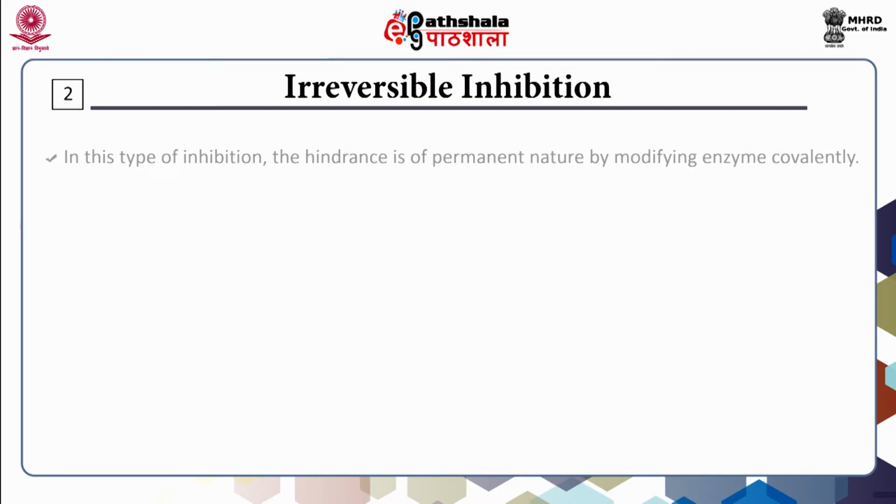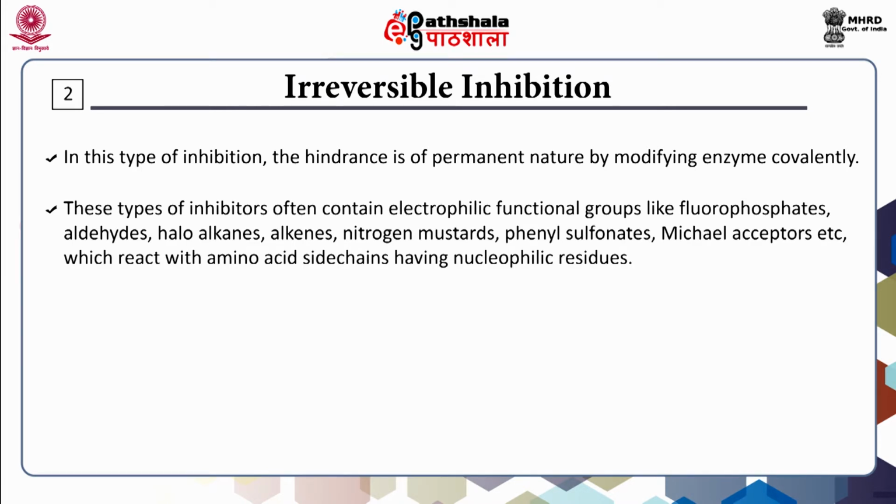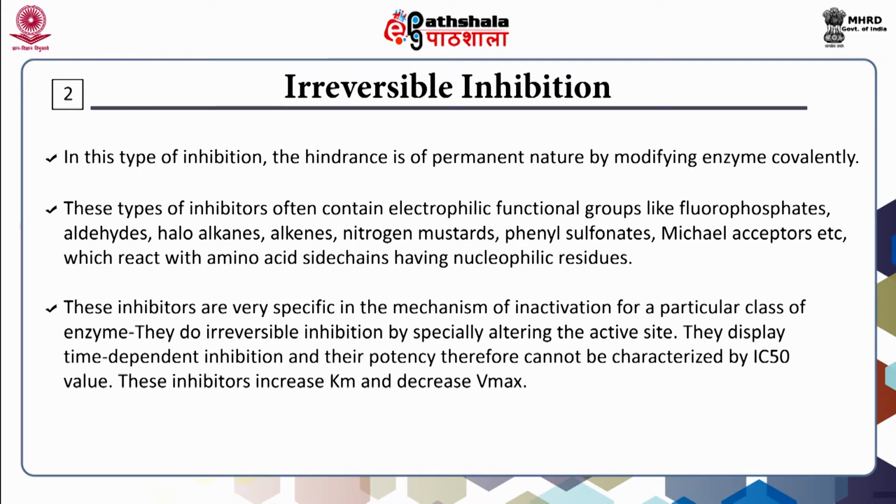Irreversible inhibition: in this type of inhibition, the hindrance is of permanent nature by modifying the enzyme covalently. These types of inhibitors often contain electrophilic functional groups like fluorophosphates, aldehydes, haloalkanes, alkenes, nitrogen mustards, phenyl sulfonates, Michael acceptors, etc., which react with amino acid side chains having nucleophilic residues. These inhibitors are very specific in the mechanism of inactivation for a particular class of enzymes. They do irreversible inhibition by specifically altering the active site.